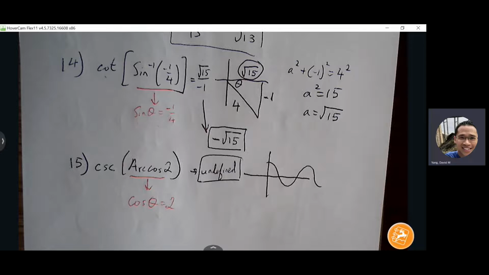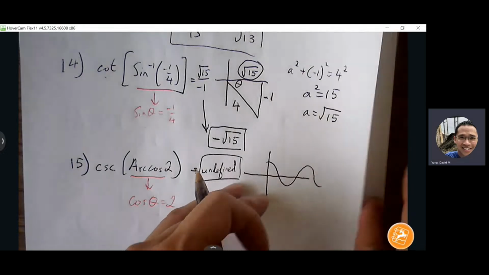Okay, let's talk about what happens when there's an x in your ratio. We're still going to go through a triangle, still going through the Pythagorean theorem. We're just going to have variables left in our answer. Okay so far? Right? 16.